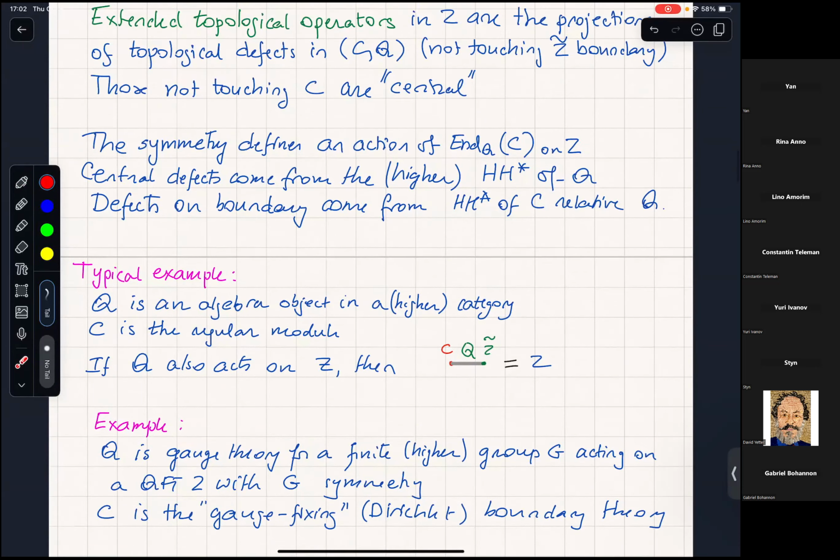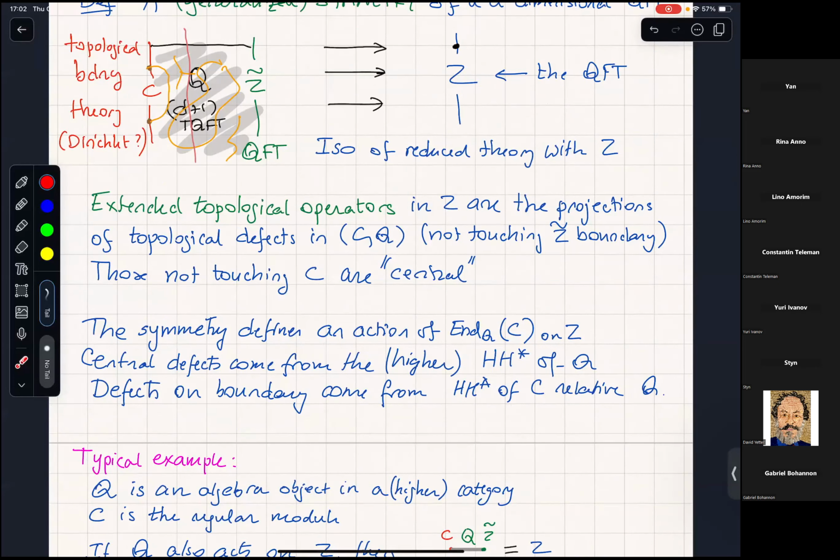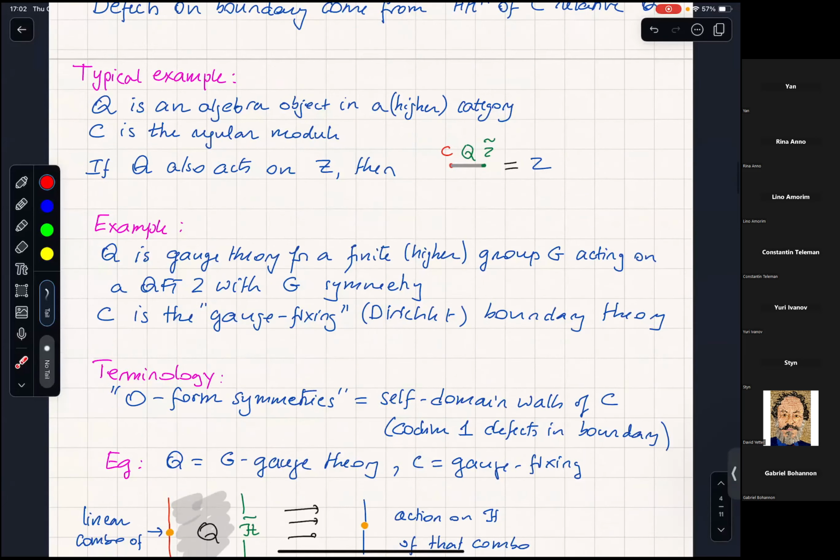And the example to illustrate the center thing, we can take Q to be gauge theory for a finite group, it could be a higher group, acting on a quantum field theory with G symmetry. And C is a gauge fixing boundary theory. It's called a Dirichlet boundary condition. So in the TQFT, you'll be summing over principal bundles over a map to the classifying space. And on this boundary, you're freezing the map to be the base point on this boundary. So that's a standard setup.